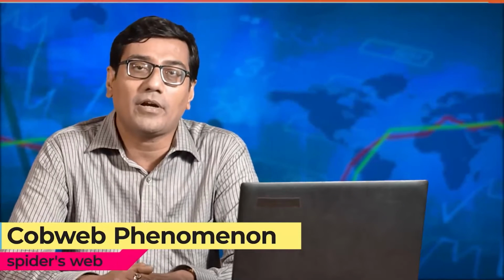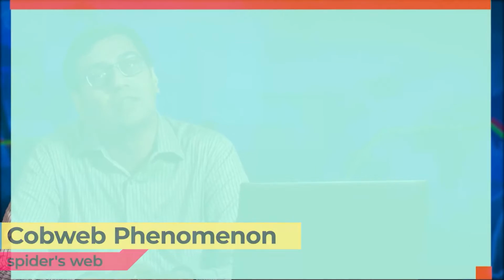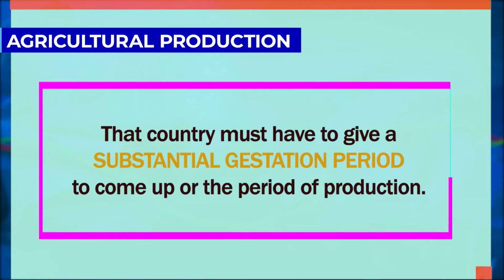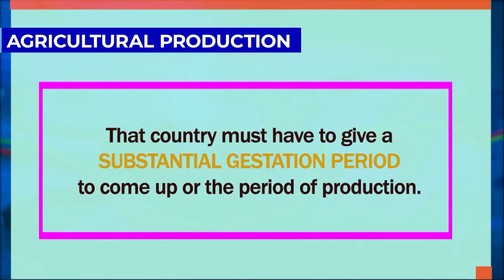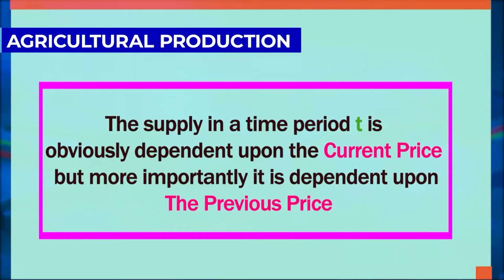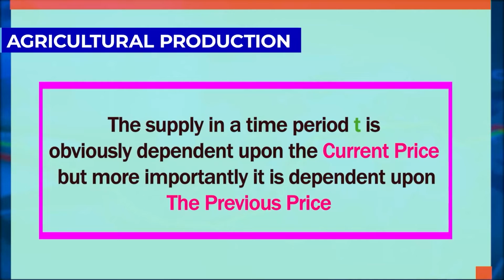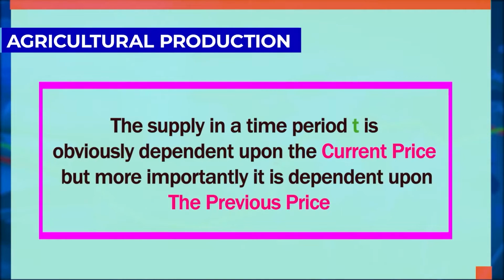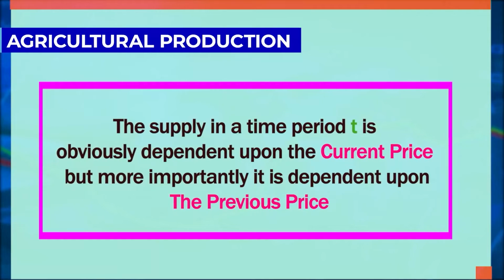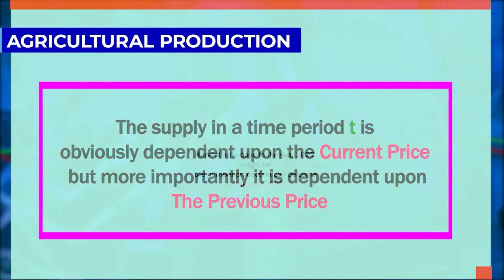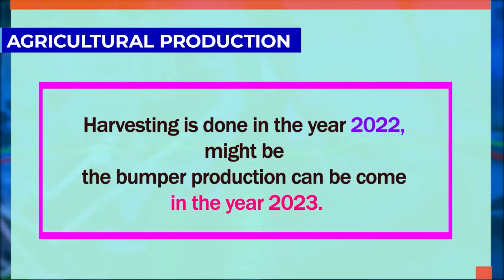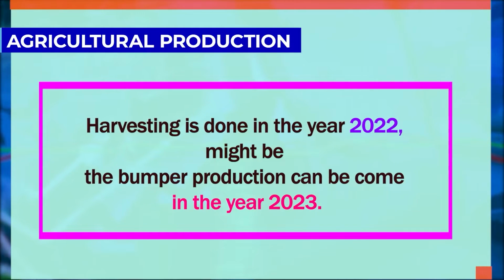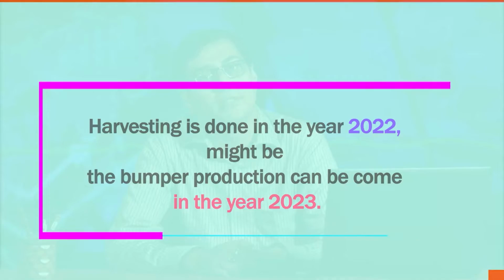For example, agricultural production cannot be increased instantly. For agricultural production to come up, this country must give a substantial gestation period, or the period of production. So obviously we see that supply in a time period T is dependent upon the current price, but more importantly it is dependent upon the previous price. Because if the harvesting is done in the year 2022, the bumper production might come up in the year 2023. So it requires a substantial gestation period.